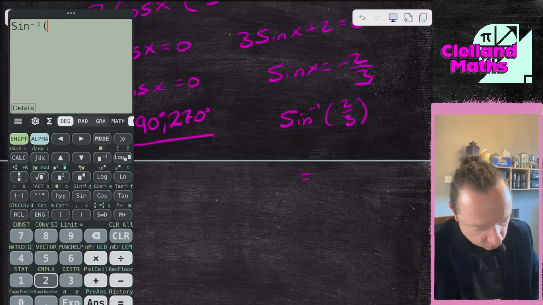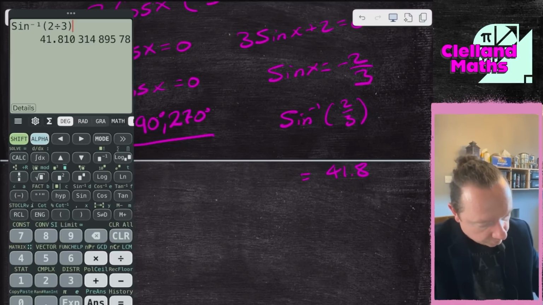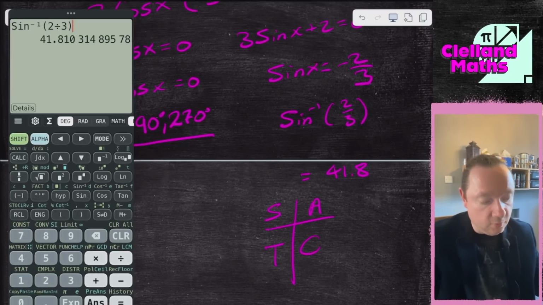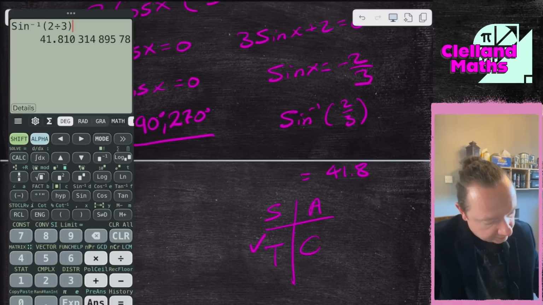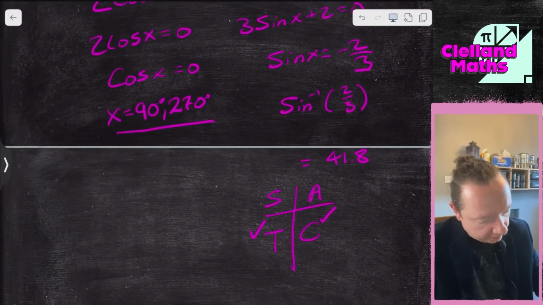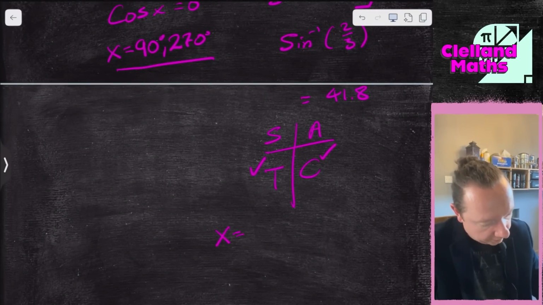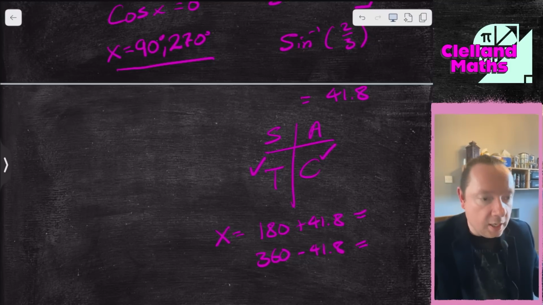Shift sine 2 over 3 is 41.8. Cast diagram. Sine was negative, so we want to pick T and C. So our x for the sine one is 180 plus 41.8 and 360 minus 41.8. Two answers, and you can use a calculator to work them out.